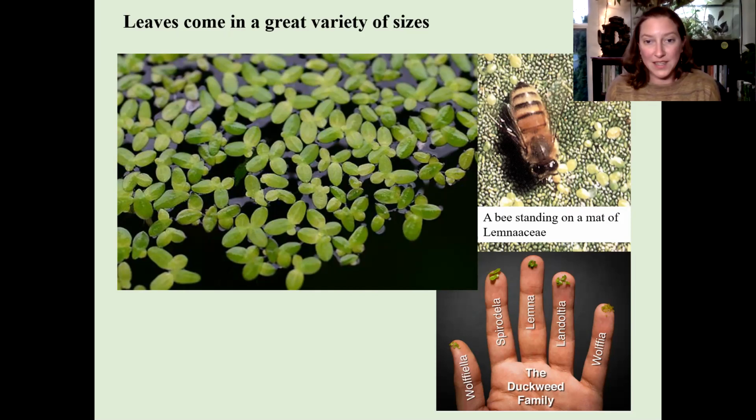But look at how small this plant is. So on the bottom, you have a hand. And at the tippy top of each of those fingers are a few plants from some of these duckweed families. So those little green blobs at the top of those fingers are actually plants, believe it or not. If you don't believe me, look here on the top right, you have a bumblebee standing on a bunch of these. So this is a floating plant. This plant floats in water. And so here, this bee is actually able to walk on the water because it's walking on all of these little tiny plants that are floating there. So very, very teeny tiny plants.